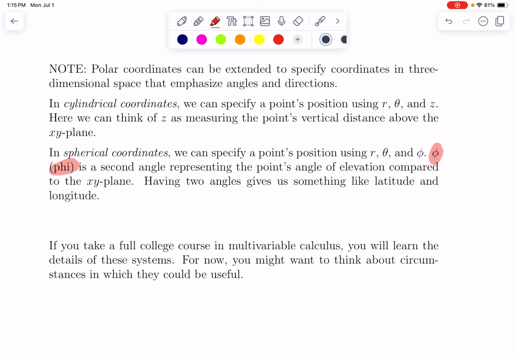If you take a full class in multivariable calculus, you definitely will learn more. But you might want to think about how could it be helpful to think about things in 3 dimensions from a point of view that emphasizes distance and angles rather than rectangular motion. And hopefully that makes sense to you. All right, this has been a pretty long video. Let's bring it to an end.